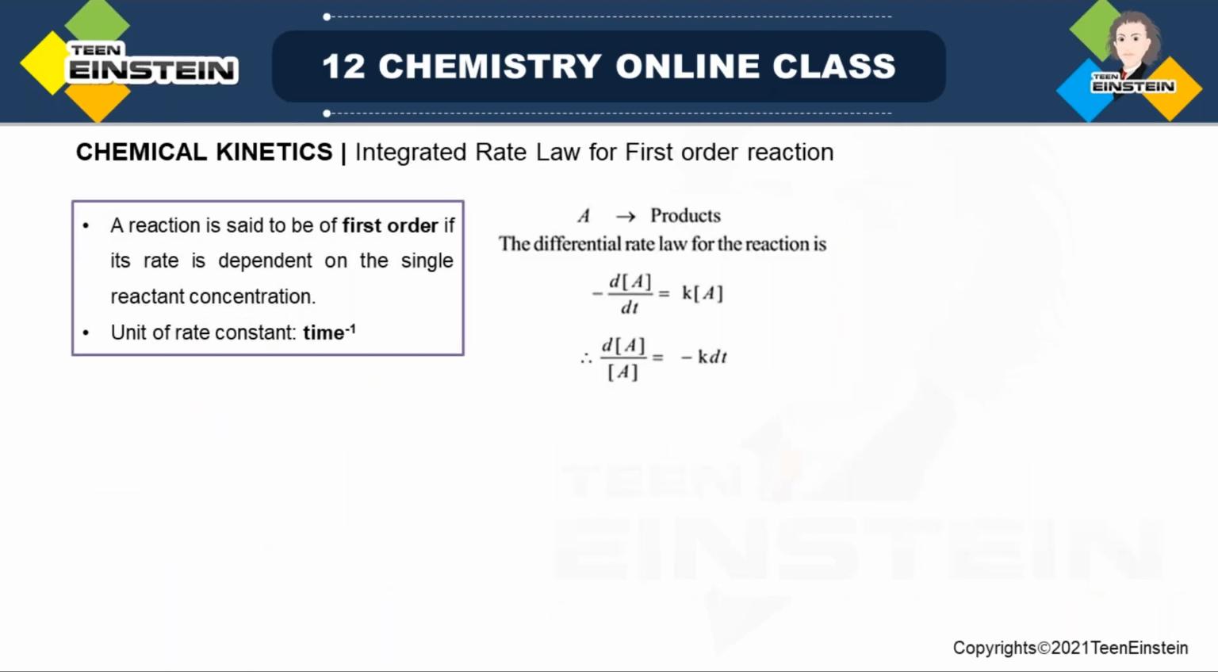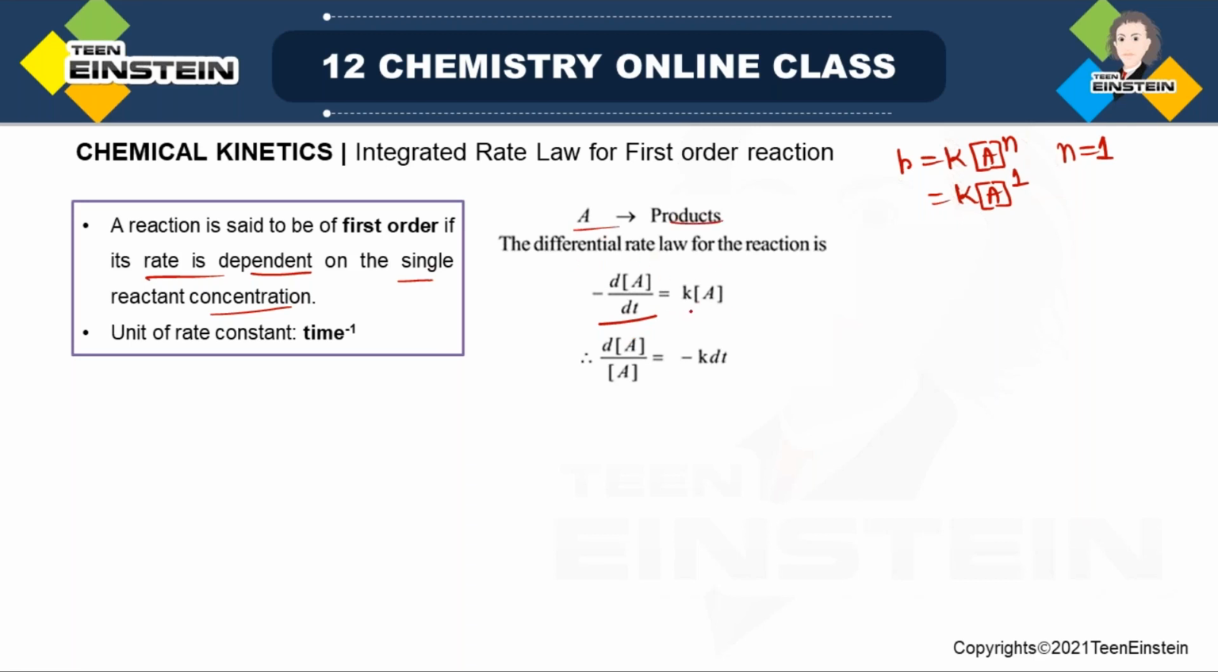Now for first order reaction. When it is first order, the rate will be dependent on the single reactant concentration. So remember the term r equal to k, A to the power n. Now the n value will be 1. That means it will be k, A to the power 1. So now the rate, that is minus dA/dt, for the same reaction we have taken.